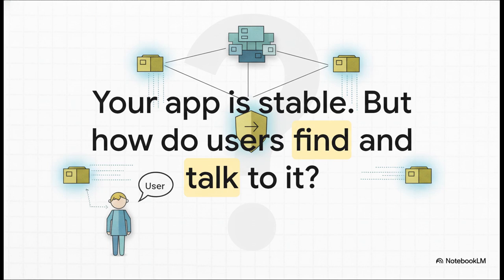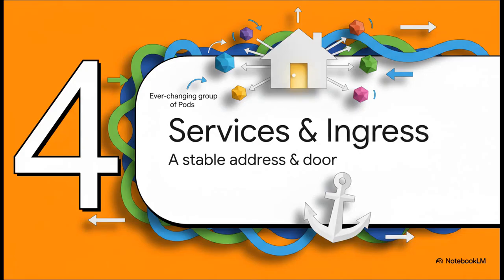But we have a new problem. Pods can be created and destroyed at any moment, which means their IP addresses are changing all the time. So how in the world does a user, or even another one of our own services, actually find them and talk to them? This brings us to our next 2 pieces, services and ingress. These are the networking components that solve this exact discoverability problem. They give us a stable, reliable way to connect to our constantly shifting group of pods.